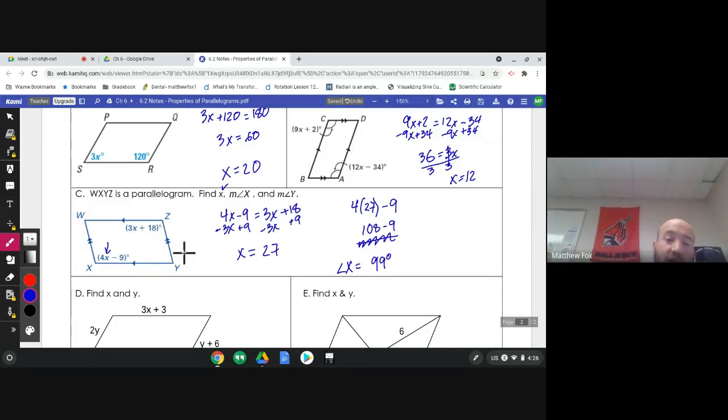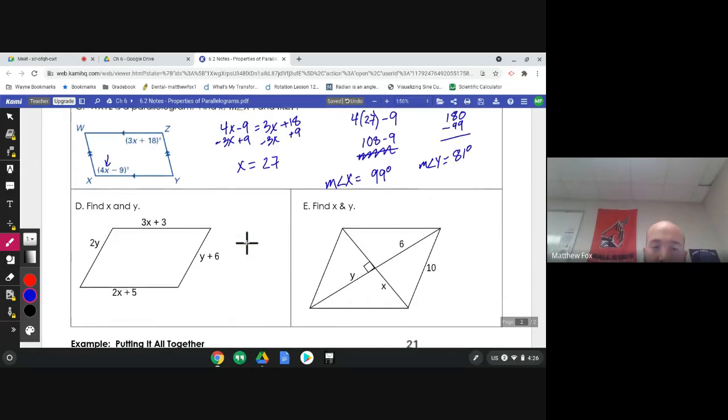And hopefully you can see angle X and angle Y, they would be consecutive, so they add up to 180. So we take 180 minus that 99. We get 81 degrees. That's what angle Y equals. And you could even say the measure of angle X and the measure of angle Y. All right, we're just about done. A few more. Find x and y.